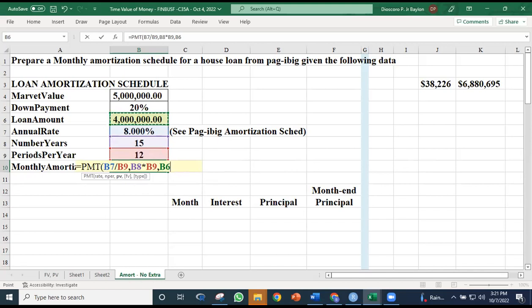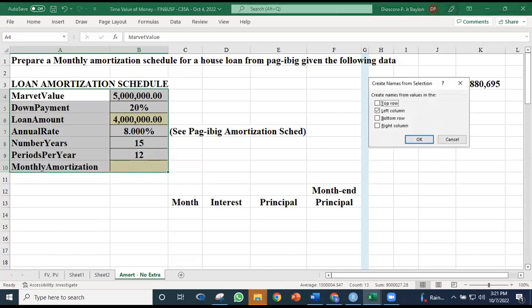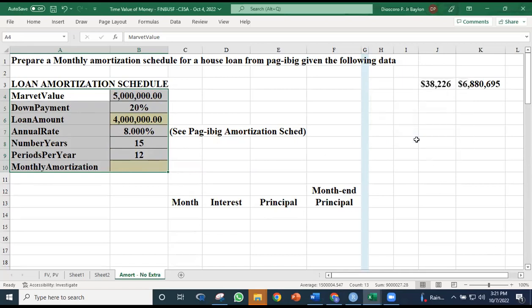But what we can do, sorry, I forgot. Let's first highlight this. Then let's give names to the cells beside this. Control Shift F3. The names are in the left column, so that it will be easier for us to compute.